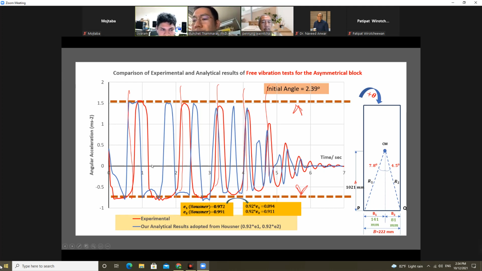No. In this case, sir, I just want to show that the angular acceleration in the cylinder direction is always higher than the other side. I mean, the rocking is higher in this direction. So even though the critical angle is small, the rocking is always higher in this direction.